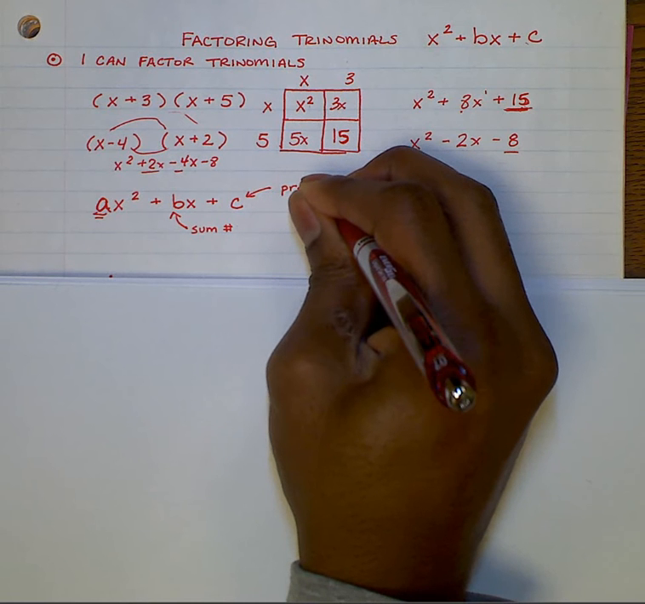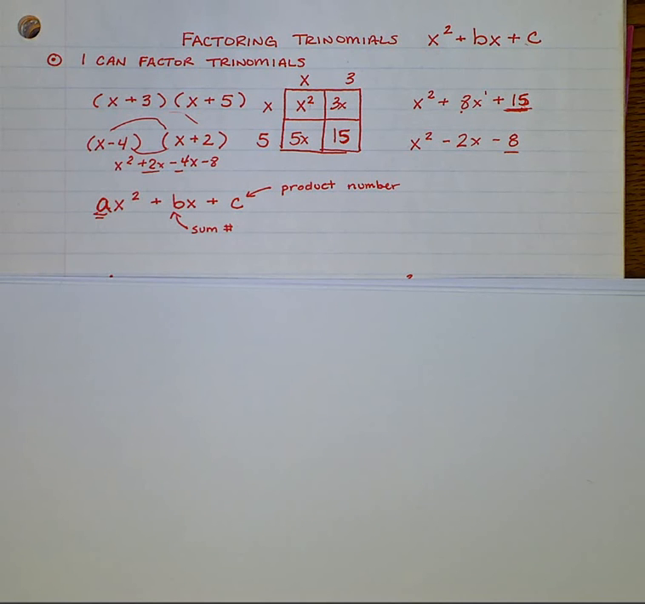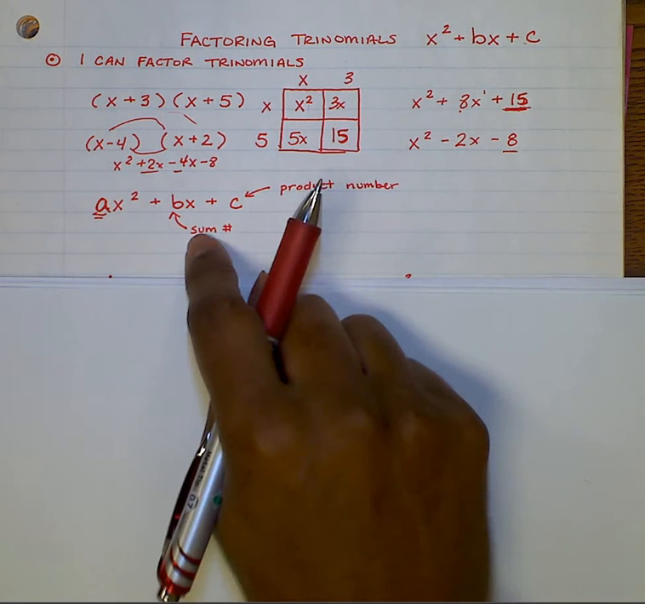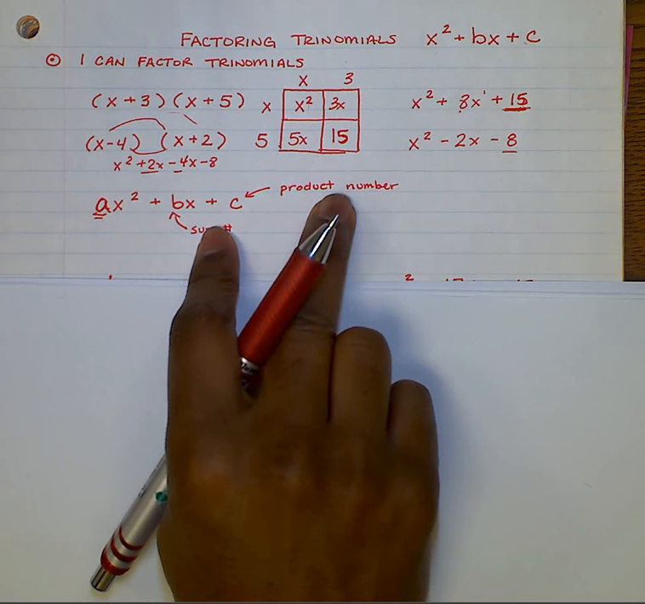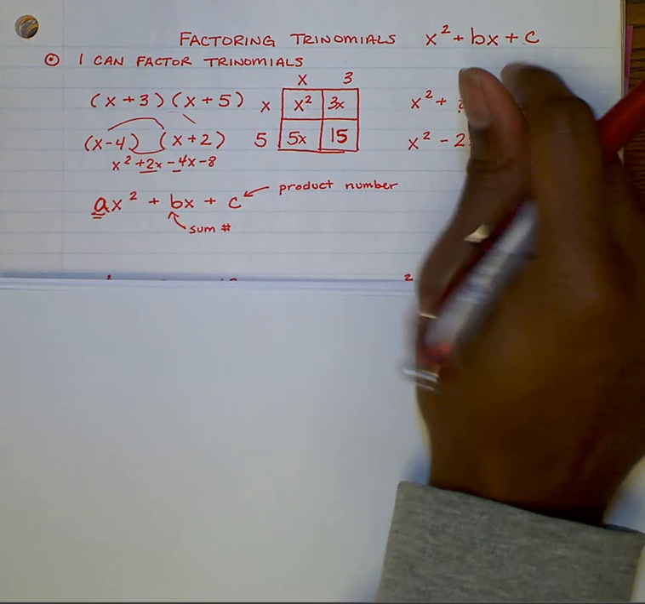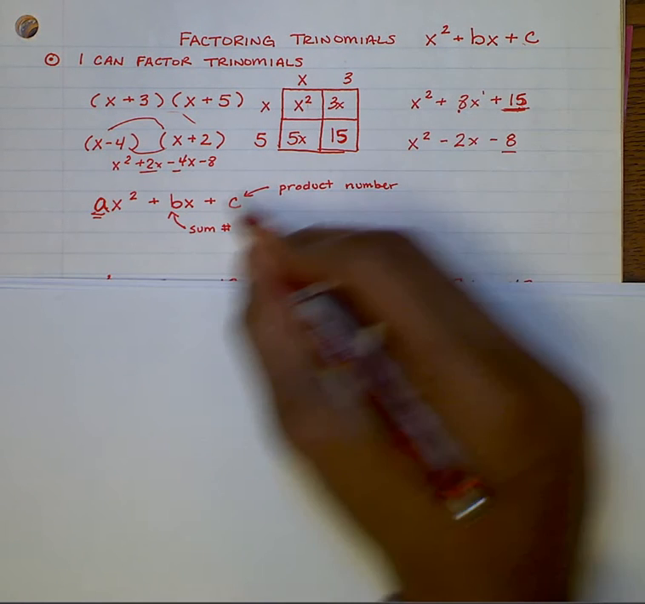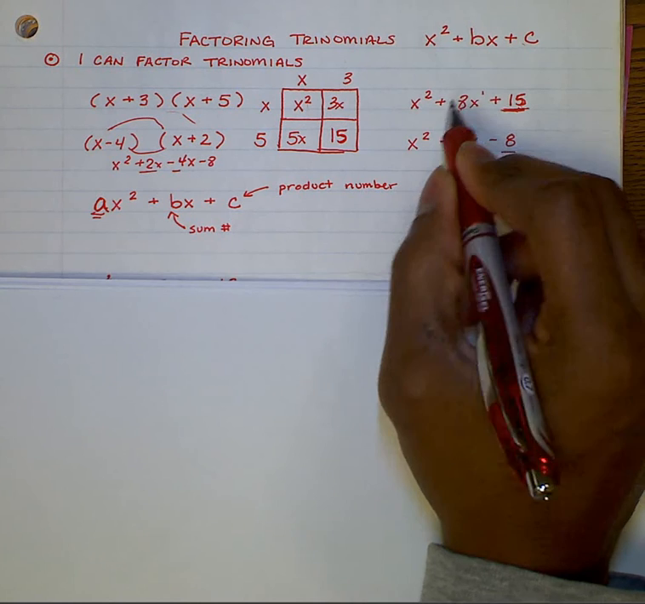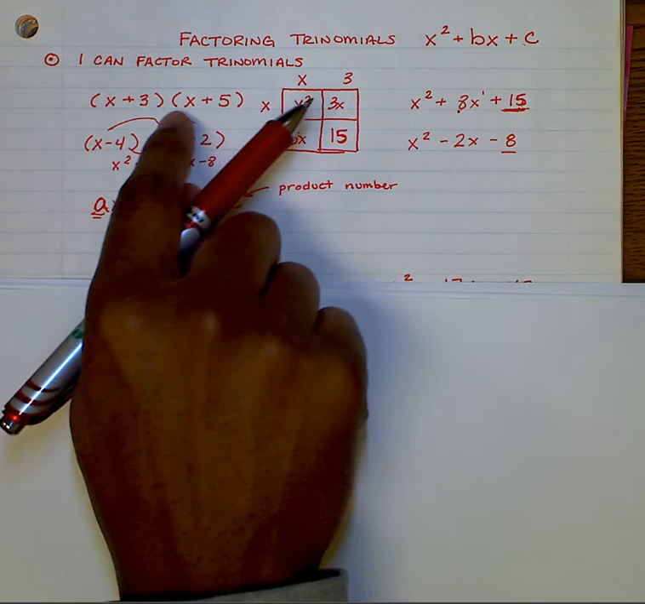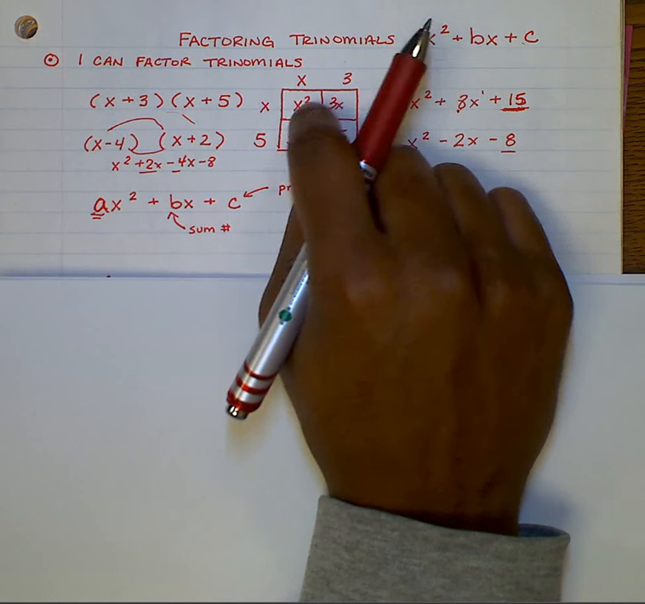So what we do then is we will try to find the sum number, the product number, and find two numbers that make both of those true. In this case, we would try to find two numbers that add together to give us 8, because that's the sum, and multiply together to give us 15. Those two numbers would be 3 and 5. And our goal will be to fill in the inside of the box with these values and factor them out.